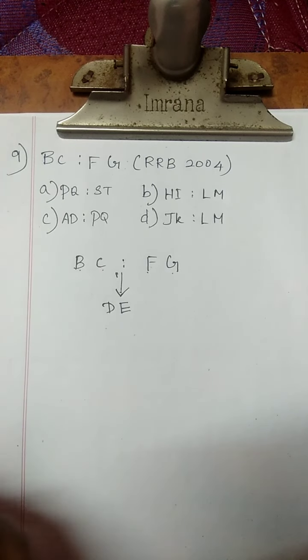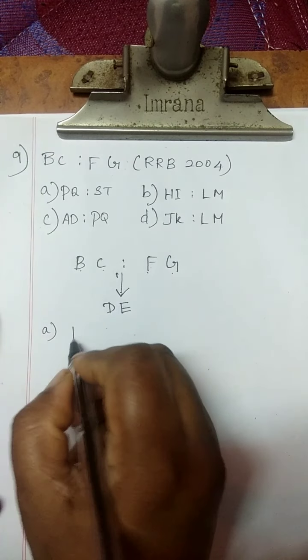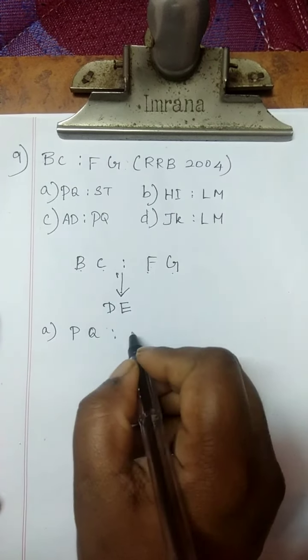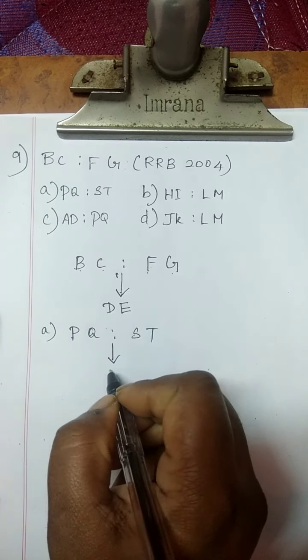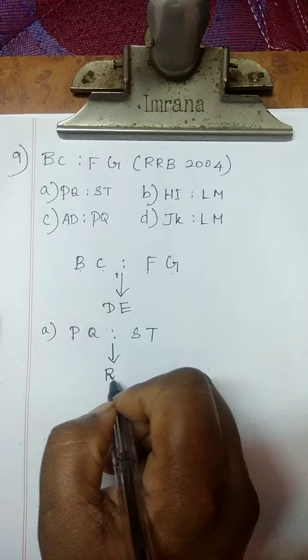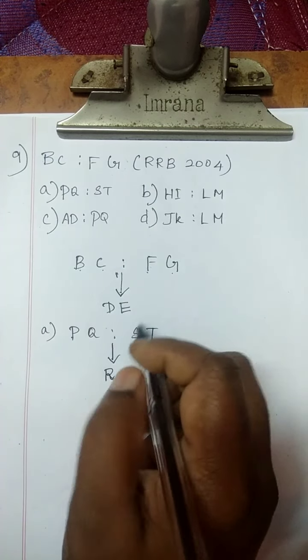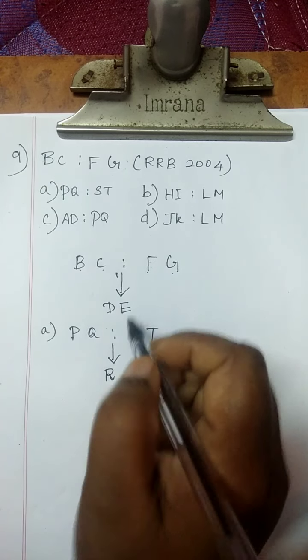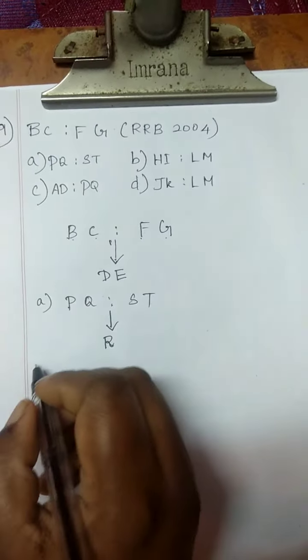Let's check with option A. So option A, P, Q, S, T. P, Q, here they left only one alphabet and then have written S, T. So this is not the correct answer. They have to leave two alphabets in alphabetical order.